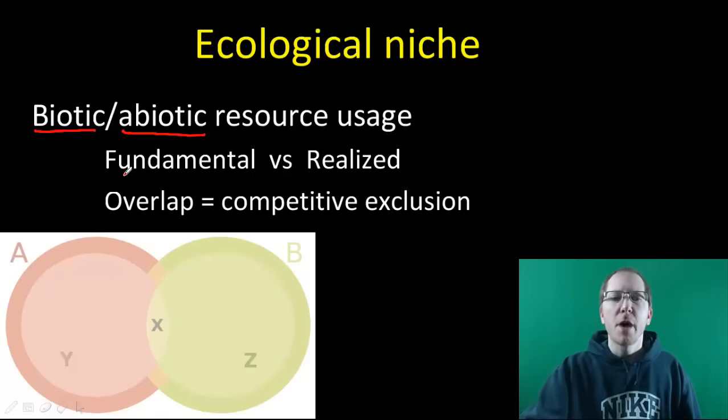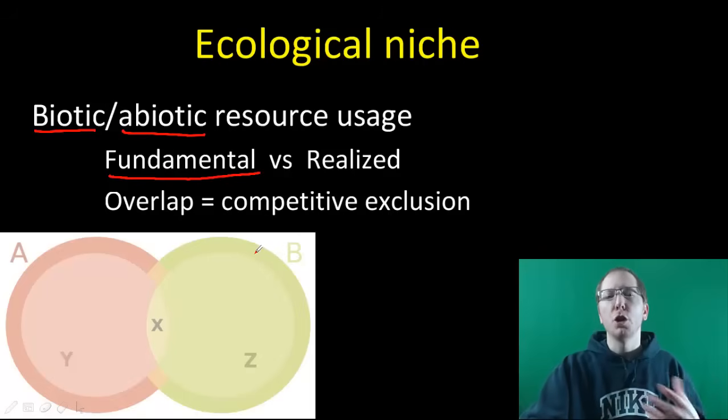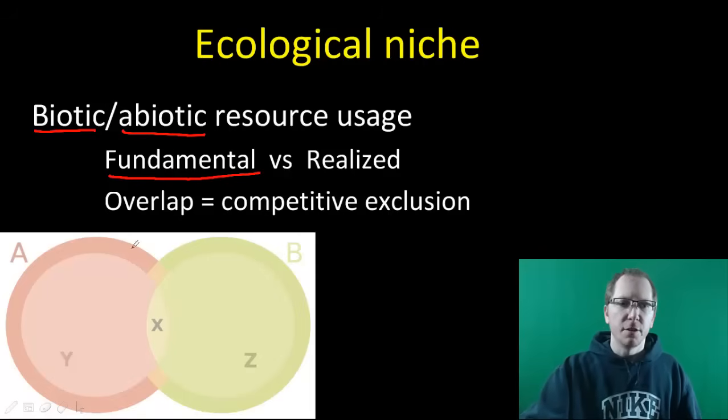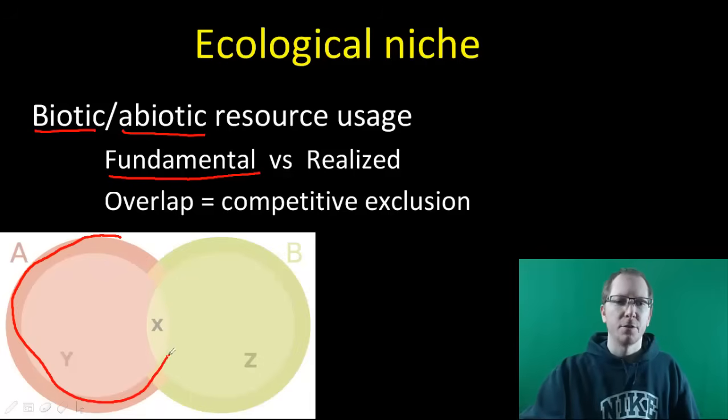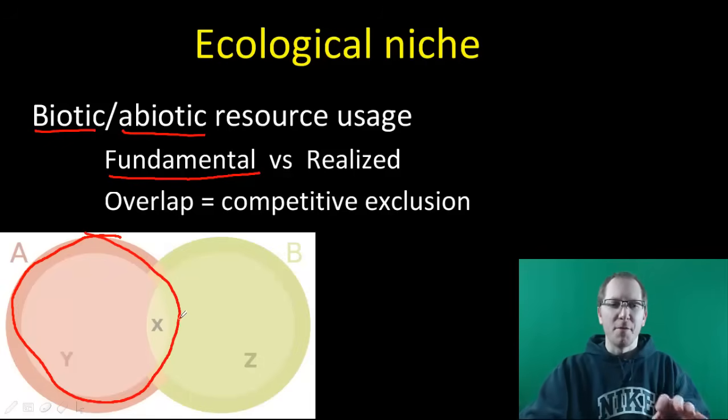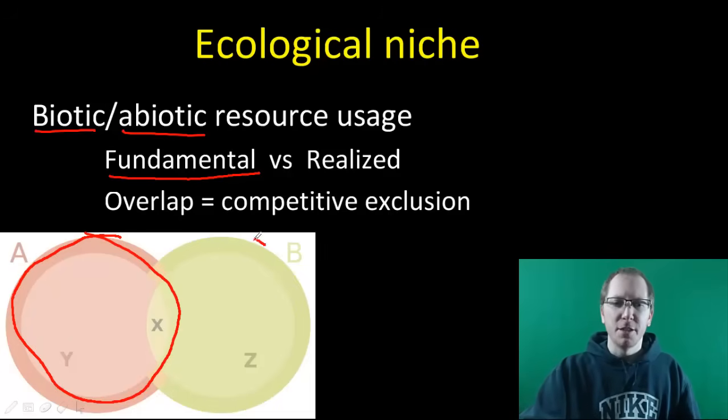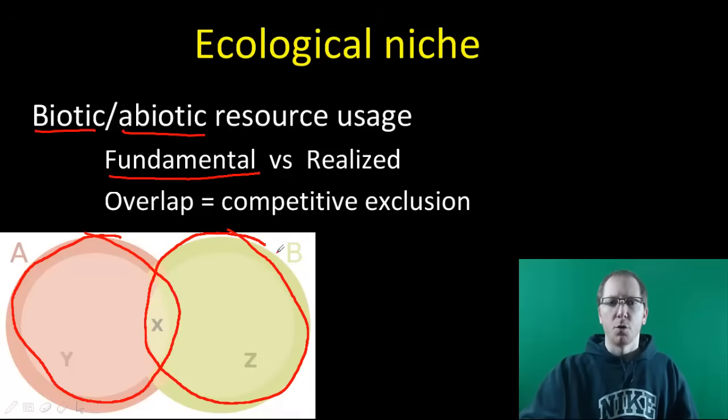And so we call that theoretical possibility your fundamental niche. So this is all the places that you could live. In this case, if we draw this out, you've got this circle that would represent, wow, that's really badly done by me, everywhere that it could live for species A. And then you could have another species that has its own niche, and that's everywhere that it could live. So all of its stuff.